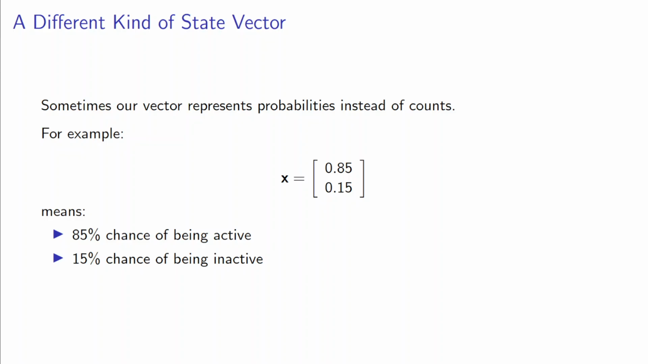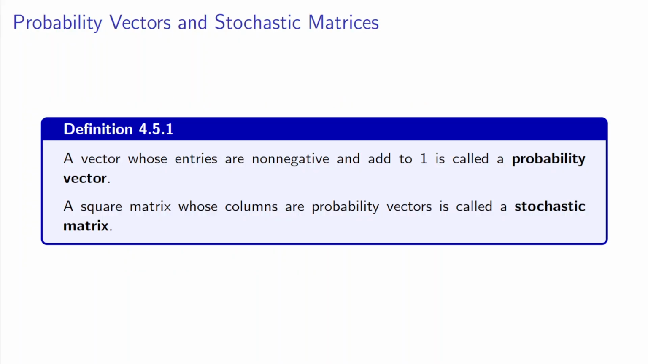Sometimes our vectors represent probabilities instead of counts. We saw that with that example earlier. So x would be (0.85, 0.15), which represents an 85% chance of being active, 15% chance of being inactive. So this could be probabilities or percentage of users. So a vector whose entries are non-negative and add to 1 is called a probability vector, and a square matrix, that is an n by n matrix, whose columns are probability vectors, is called a stochastic matrix.